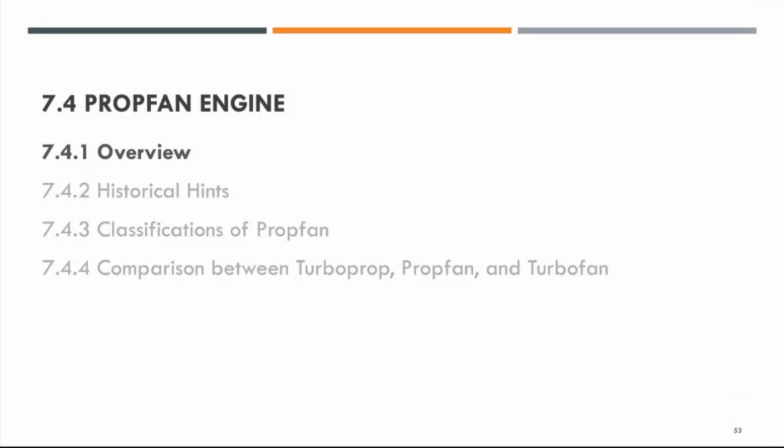Right. So for the remaining 40 to 50 minutes, we will look into the final section of this chapter, chapter 7, which is known as the propfan or propeller fan engine. Of course, we will first look at the overview, then historical hints on where this type of propfan engine originated, classifications of propfan, and finally a comparison between the turboprop, propfan, and the turbofan type of engine.